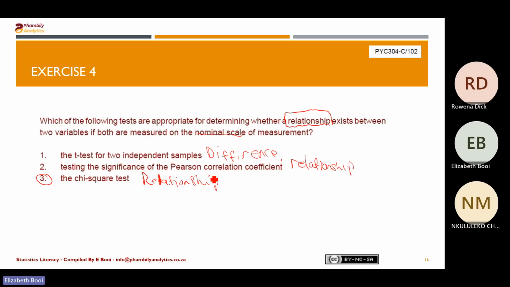And for this one, they will say, is there a relationship as well? So it is very key that you understand how to read your statements and your questions very carefully. When you see, is there a relationship, then you know that it can only apply to those two, Pearson or chi-square. If it's Pearson, then you have two numerical values. But if you are talking about categorical values, nominal or ordinal, then you are talking about the chi-square test.